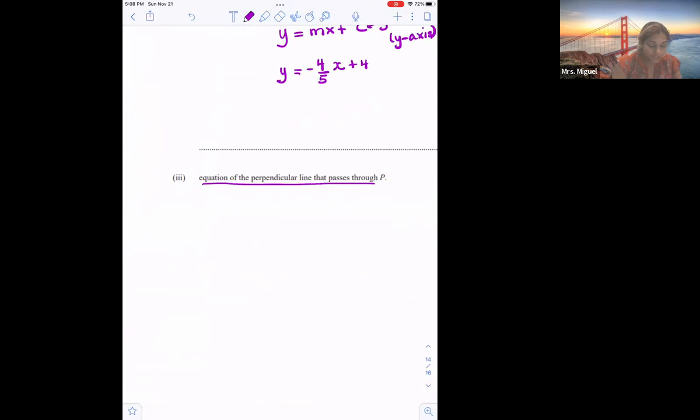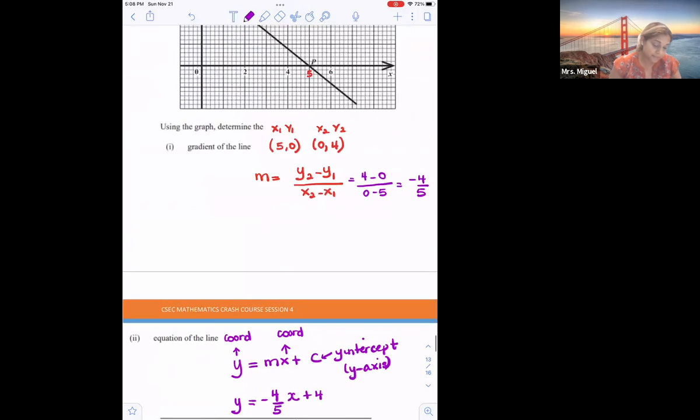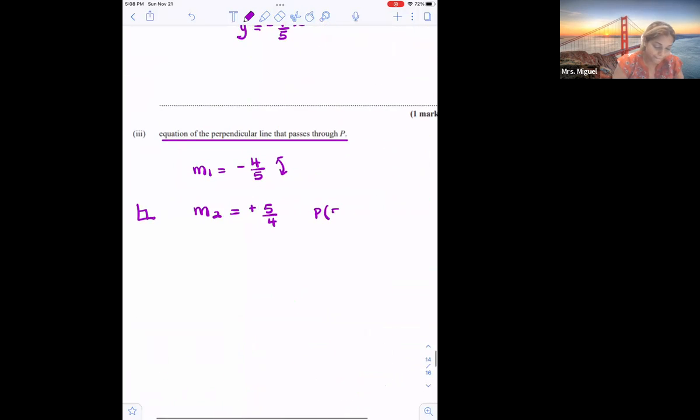Find the equation of the perpendicular line. So M1 is equal to negative 4/5. So the gradient of M2, you remember I told you to flip it and change the sign. So this becomes 5/4. This is negative, so this will be positive. And we have the point P, which is 5, 0.